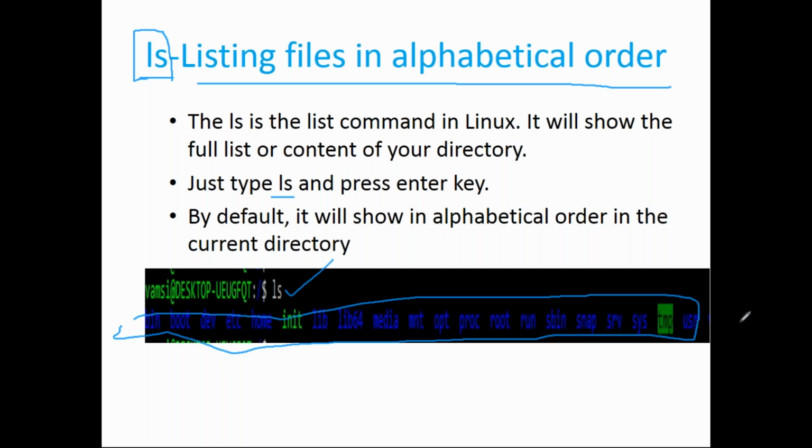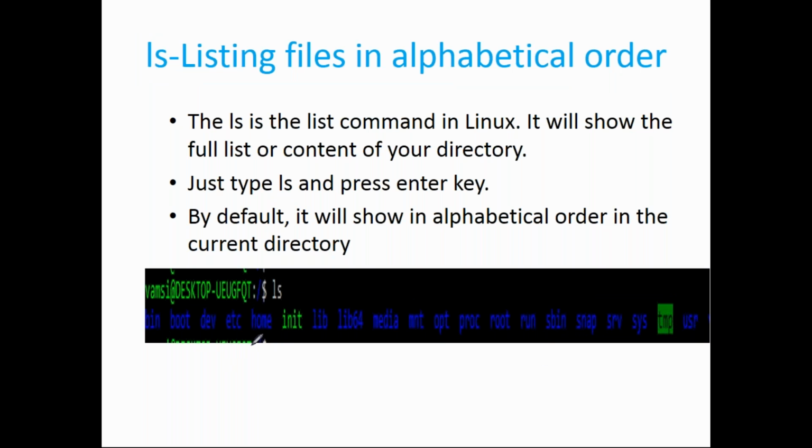If you just see the order of the files in the output, it is starting from bin, boot, dev, etc. Everything is followed in alphabetical order, right? And if you see the last one, usr, the first one is bin. So if you type ls and hit enter, by default it will list the files and directories in the current directory in alphabetical order.